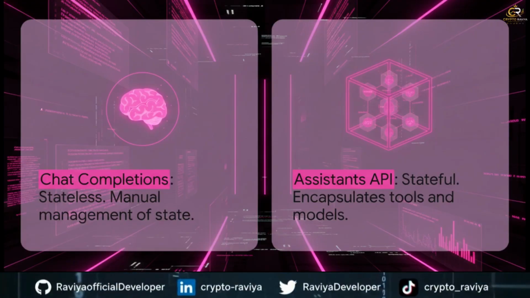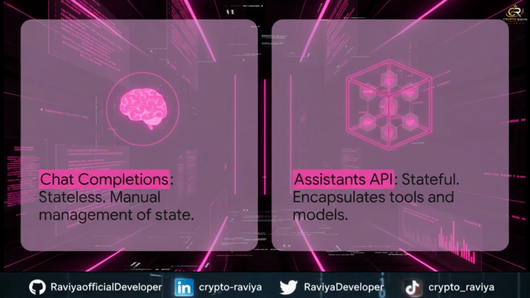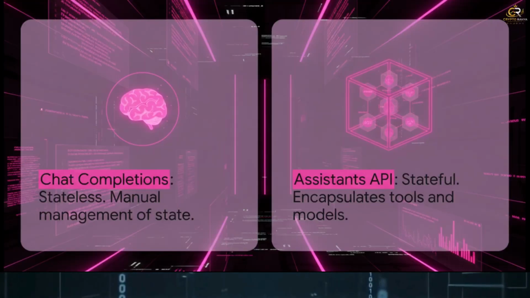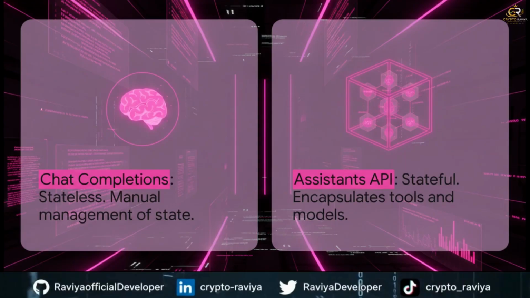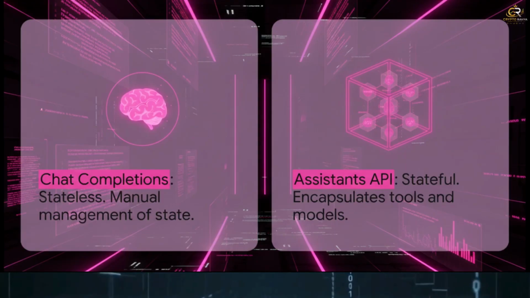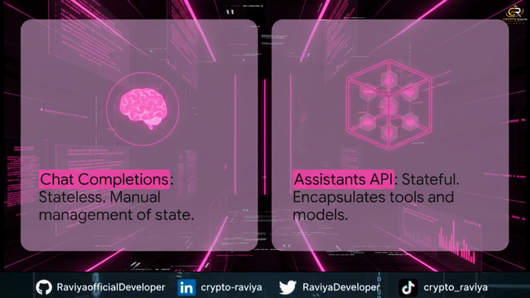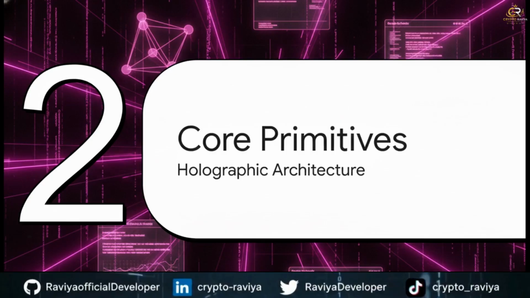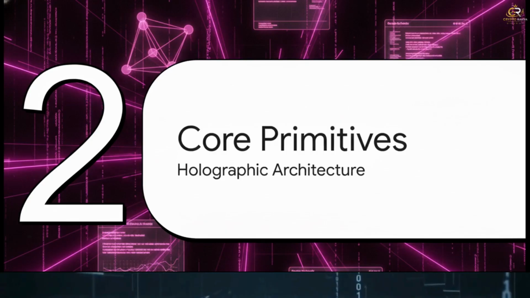talking. But then, looking at the Assistance API, it's a completely stateful evolution. It automatically encapsulates your models, your instructions, and your tools inside a persistent environment. This is huge because it radically simplifies your code, since the API is handling all that heavy memory management for you. Moving on to part 2, core primitives of assistance, the holographic architecture.